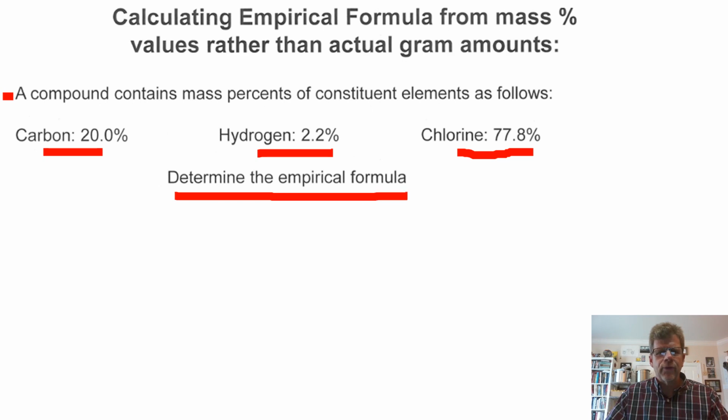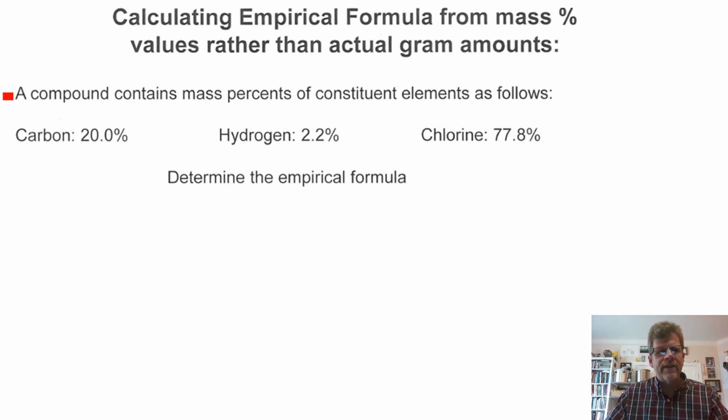Determine the empirical formula. Well, at first look, usually we like to set these up in a table showing the chemical symbol of the elements, and then the gram masses of the elements, so that then we can convert to moles and then mole ratio and so on. Well, we don't have gram masses in this. We have mass percents. So we need to be able to convert to gram masses before we can start this problem.